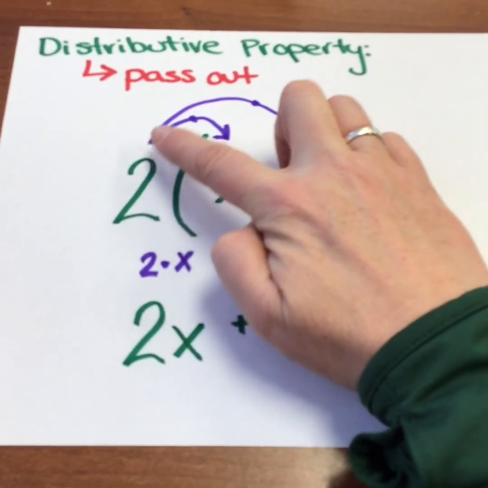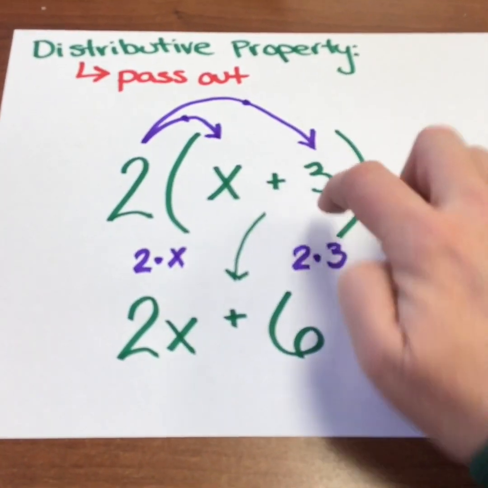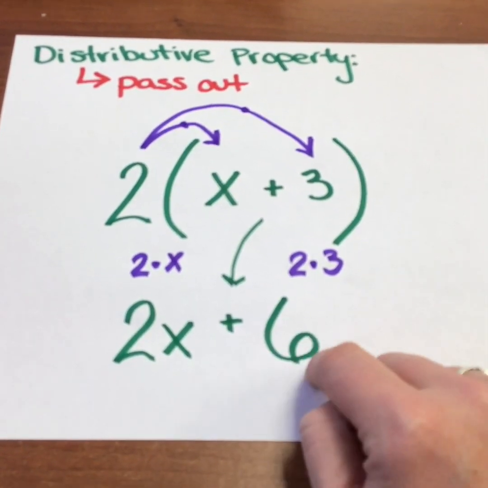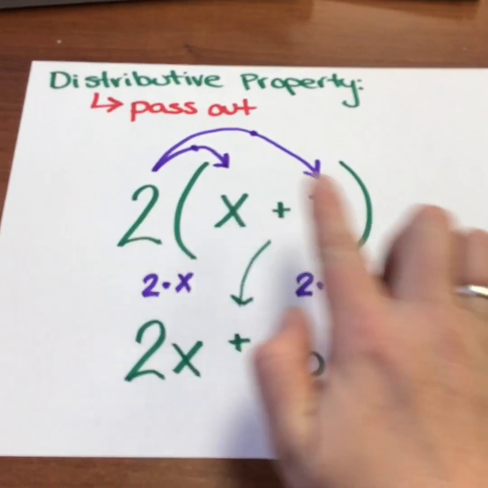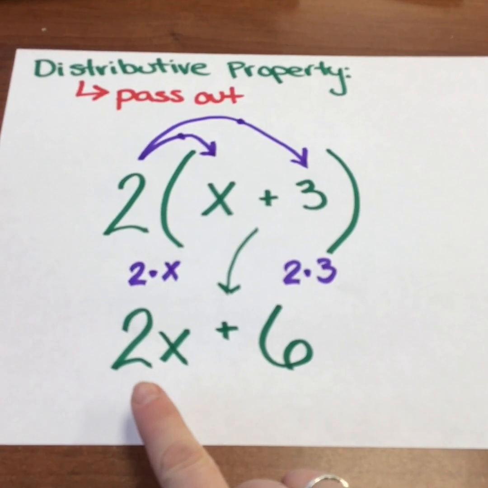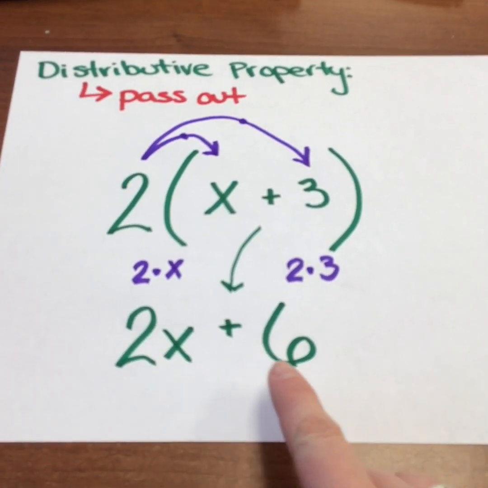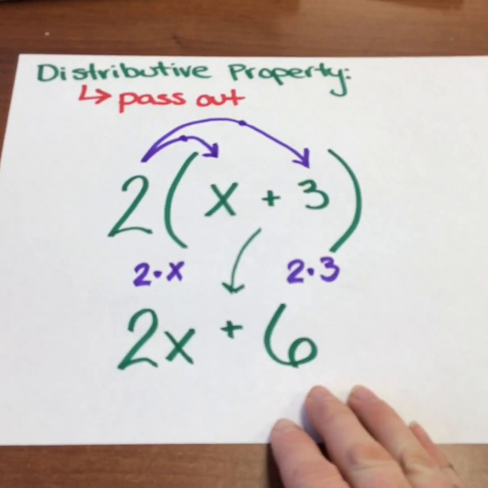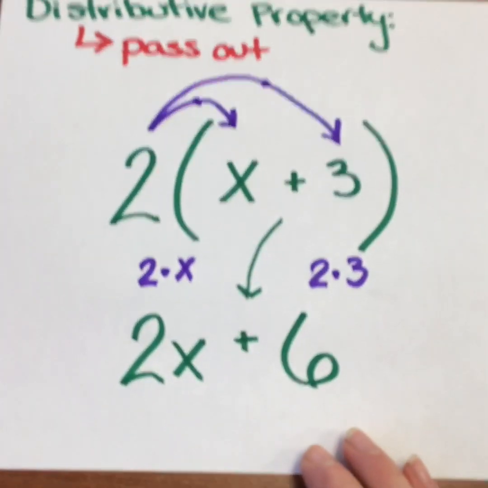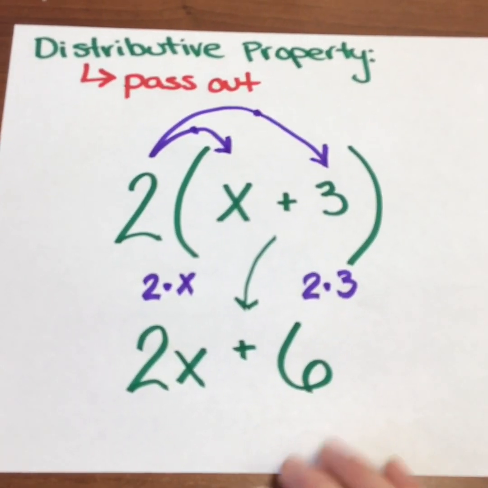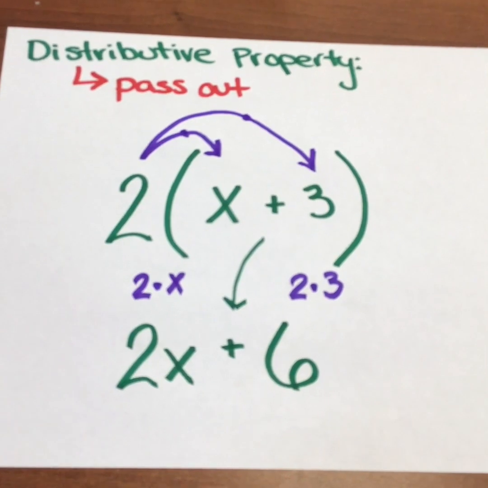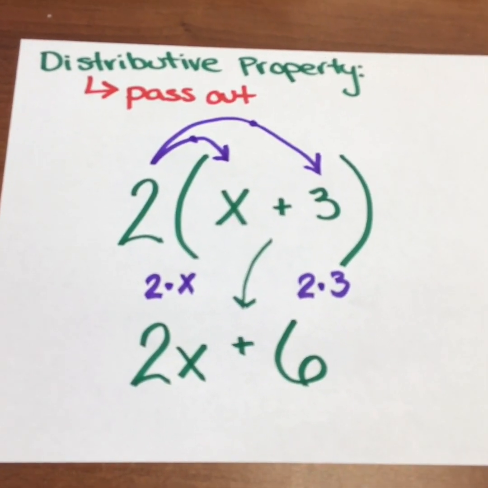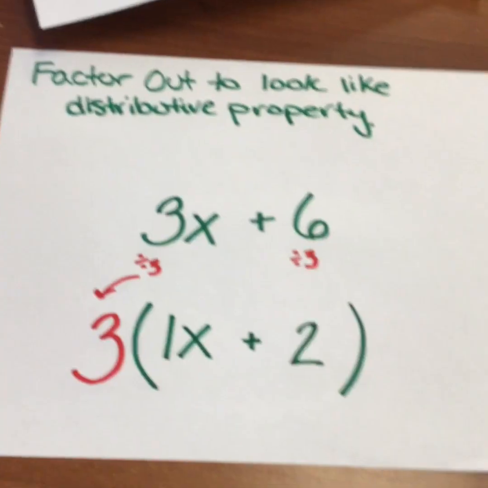Follow your second arrow, 2 times 3, which is 6. Once you distribute the 2, your algebraic expression is 2x plus 6. That is in simplest form. You cannot combine them because you do not have like terms. You have a coefficient and a variable and a constant. Therefore, they are not alike.